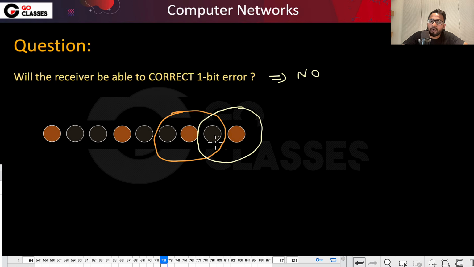Since it is overlapping, if this invalid comes to the receiver, it doesn't know whether the 1 bit flip is from here or from here, so you cannot correct it. But you can detect it. Yes, you can detect it. Why? Because the minimum Hamming distance is 2, so 2 minus 1 is 1, so you can detect 1 bit of error. Which means if this comes, you know there is an error, but you do not know what the original one was. So basically the sets of invalids should be non-overlapping, something like this, right?